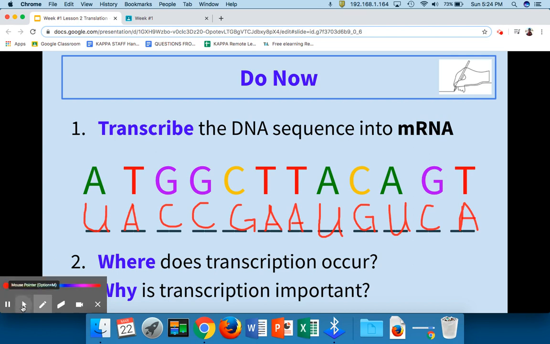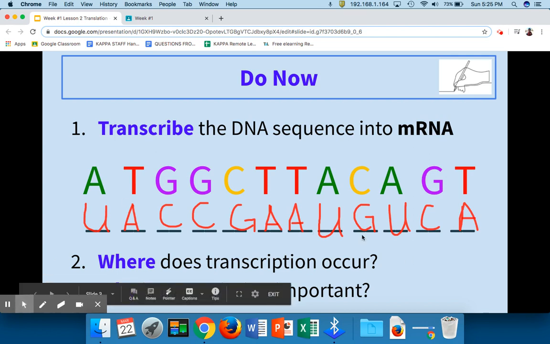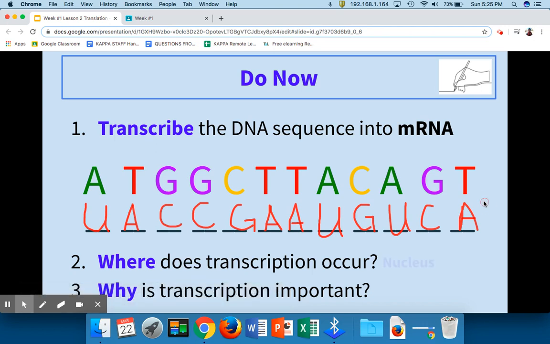All right, where does transcription occur? Transcription occurs or happens in the nucleus. And 3, why is transcription important? Transcription is important because it's the first step of protein synthesis.